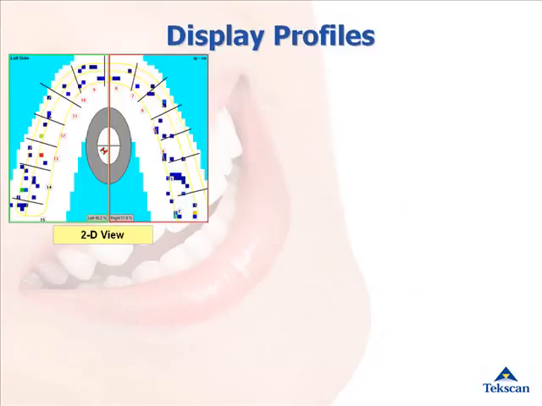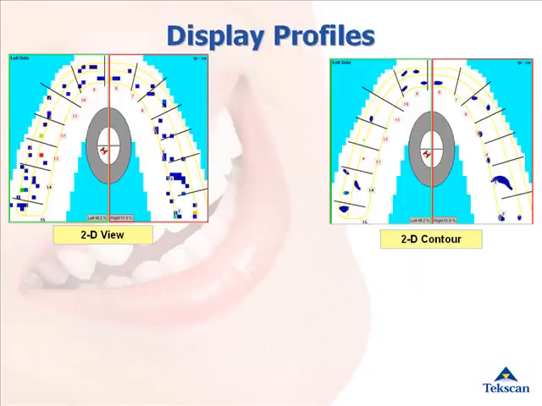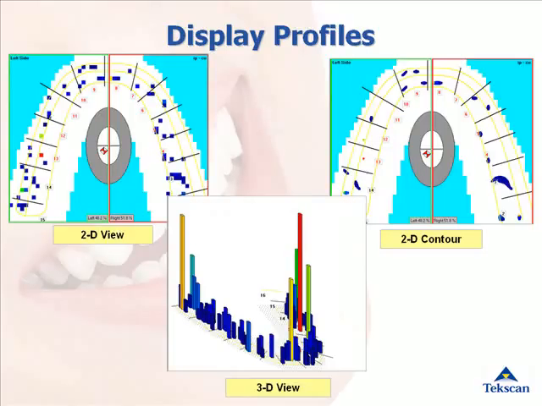T-Scan displays the data in three ways. In the 2D view, which displays raw data, each square represents a contact on the sensor. The 2D contour view averages the connected contacts together, which most closely resembles articulating paper marks. The 3D view is a great tool for patient education because you can see the height of the column correlating with the intensity of the force.